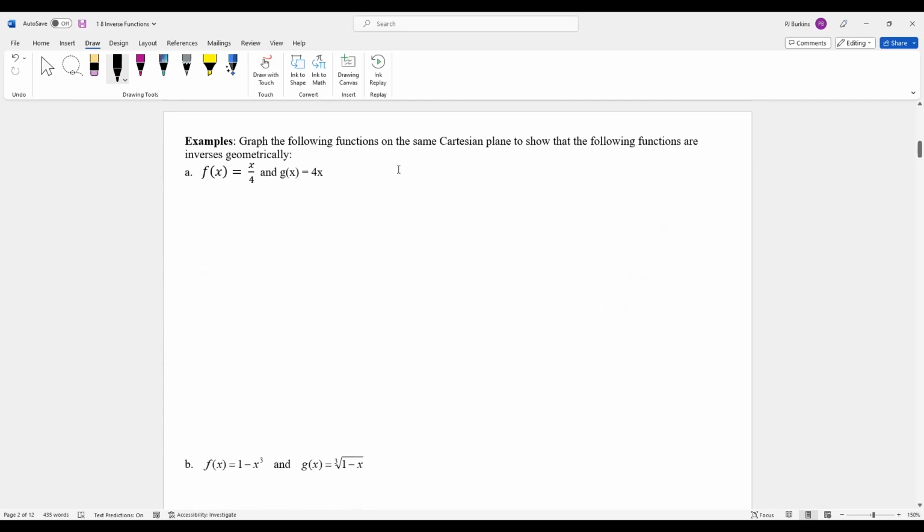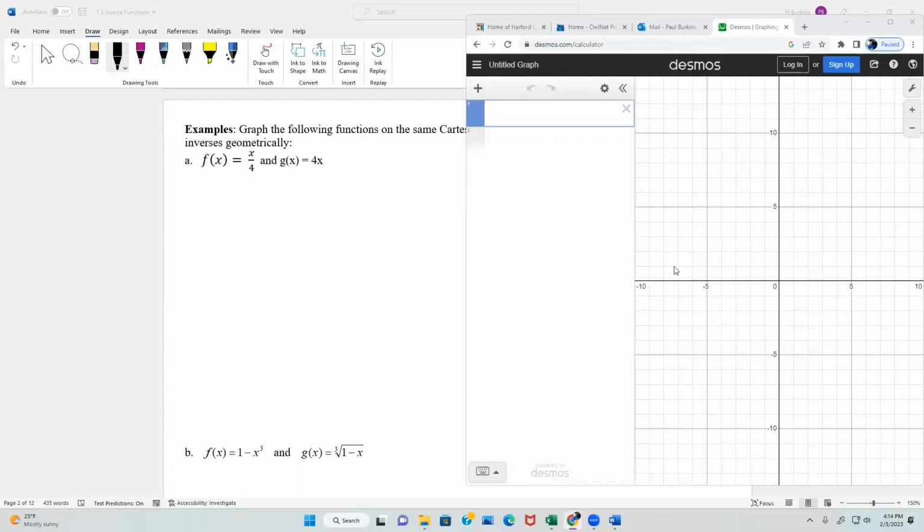Graph the following functions on the same Cartesian plane to show that the following functions are inverses geometrically. So I'm going to go ahead and, instead of doing this by hand, which won't look very good, I'm going to hop over to Desmos. All right, so I have Desmos here. Let's put in the functions.